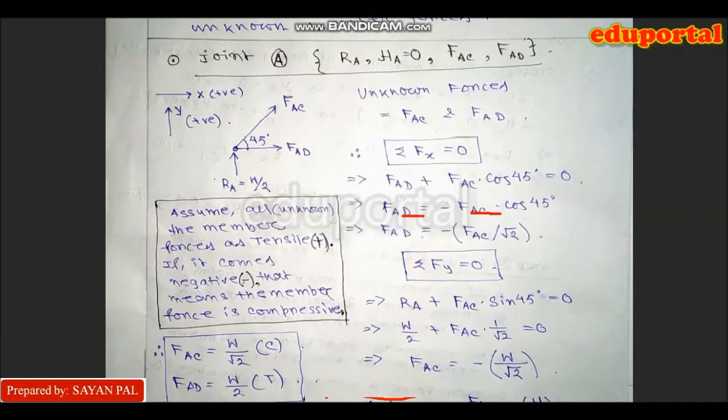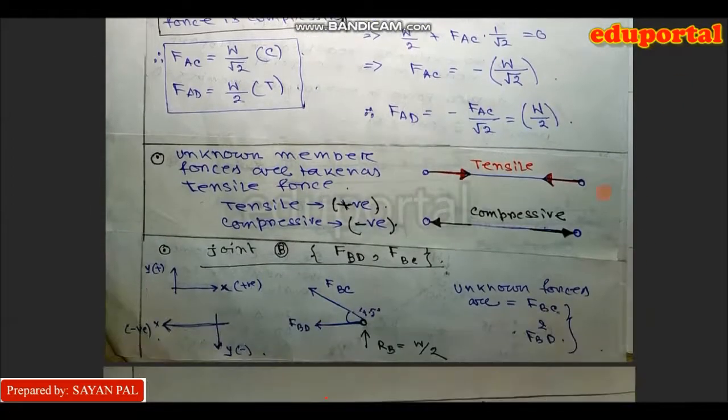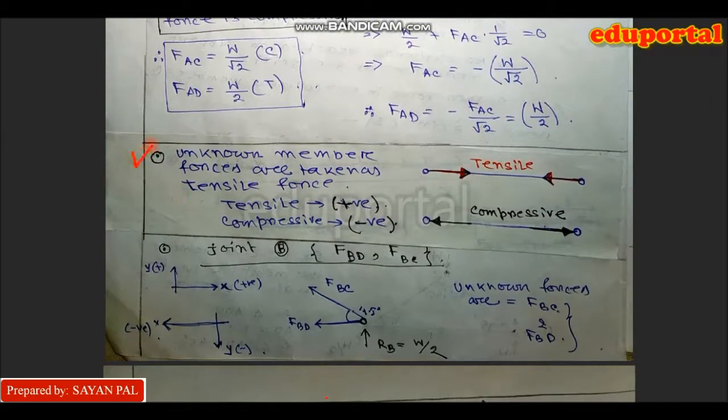The assumption is to assume all the member forces are tensile. This is just an assumption. If it comes out negative, then it means the force in the member is compressive. I have already discussed the direction of tensile and compressive forces in my previous lecture, so you can check how to determine the direction of tensile and compressive forces in a member. This is the direction of tensile force, this is the direction of compressive force, and we will take tensile force as positive and compressive force as negative.